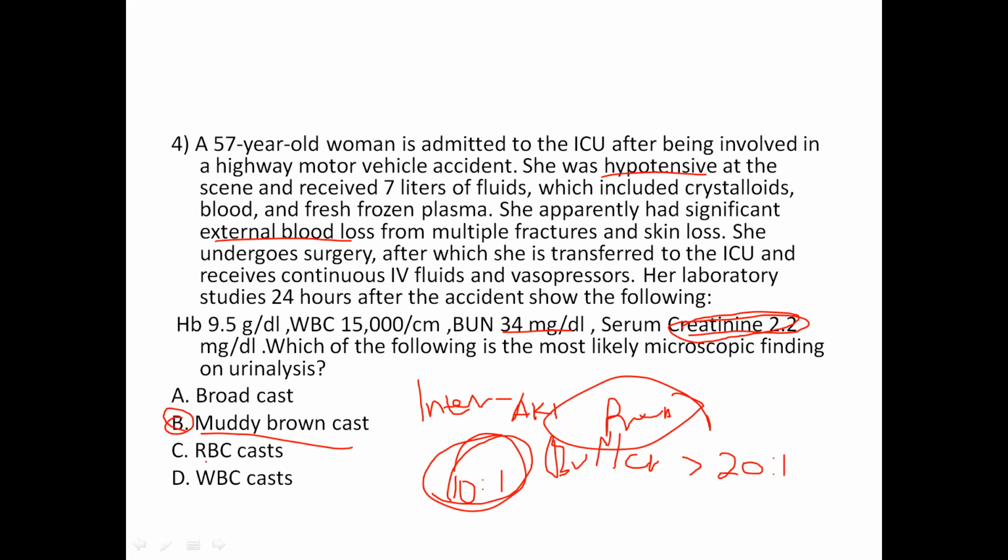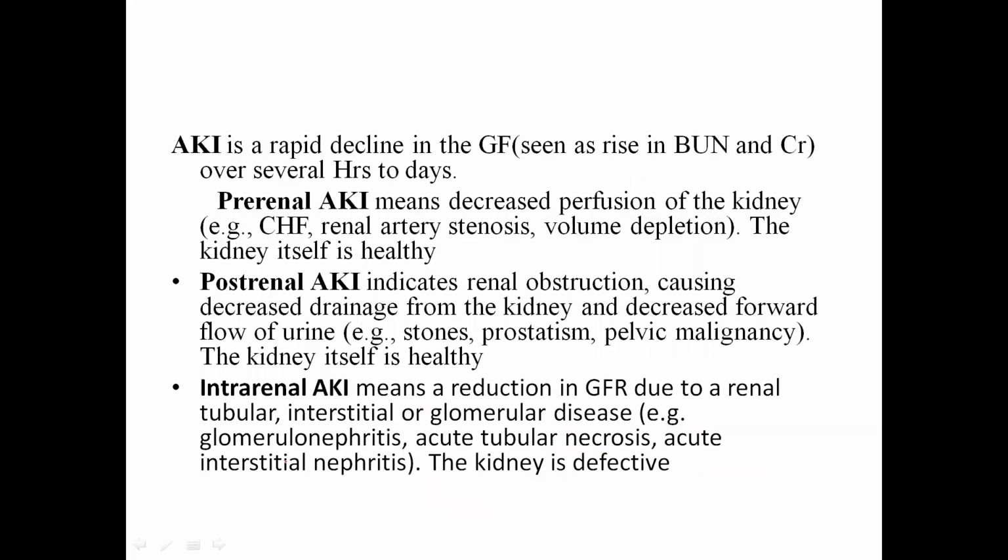When you come to choice C, RBC cast, you only see this RBC cast in glomerulonephritis. If you see RBC cast, it is glomerulonephritis associated with nephritic syndrome. There is no history or laboratory investigation which suggests nephritic syndrome or glomerulonephritis. WBC casts can be seen in UTI, interstitial nephritis, or pyelonephritis. So the answer is B.